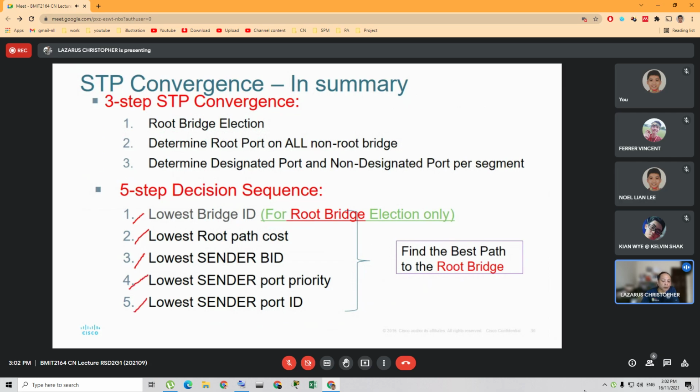It says here the best path to the root bridge. Of course, the best path. But what happens if you have equal? Then you have to check this, check this, check this. So these three are used to check the alternate. Remember, we use the sender BID, sender port priority, and port ID to figure out which one is the alternate or block port.